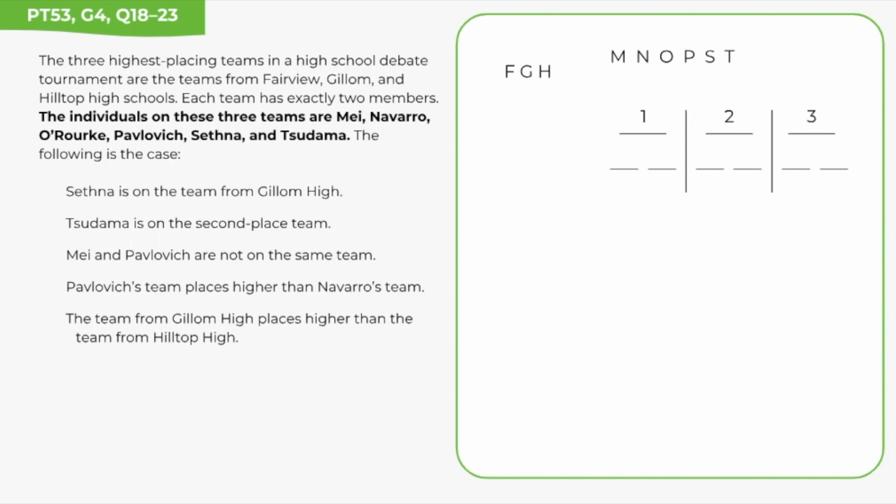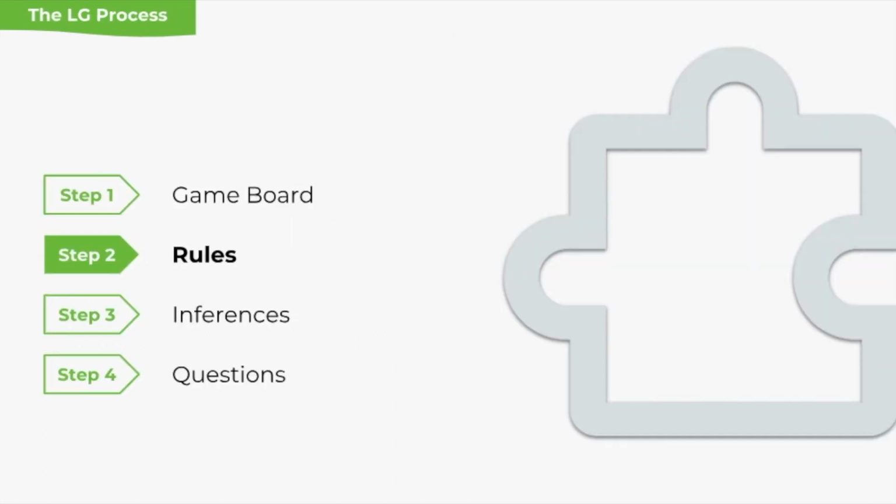So we still don't have quite a perfect game board because we don't exactly know how the teams are going to play out in terms of the ordering of these teams. But let's keep going a little further. Let's see what we find out. Remember, the second step is going to be to notate the rules. And sometimes the rules can also help us with the game board if there's any part of it that hasn't quite fallen into place.